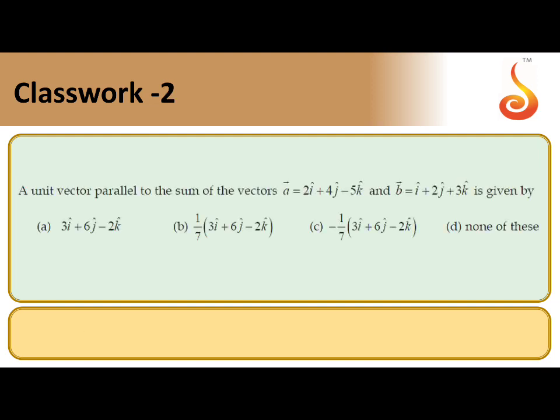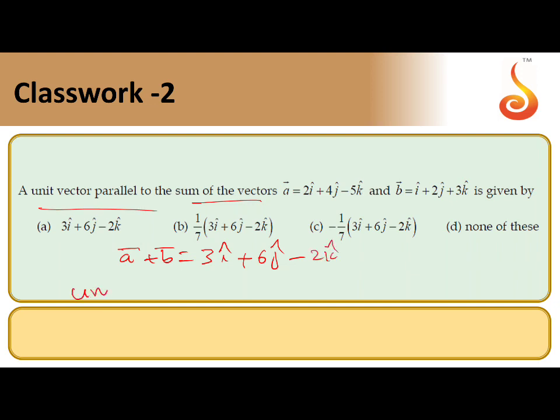Next question. Unit vector parallel to sum of vectors. So you have to find the sum of the vectors, means A bar plus B bar. A bar plus B bar means add the corresponding I terms, J terms, K terms. 2I plus I is 3I. 4J plus 2J is 6J. Minus 5K plus 3K minus 2K. This is the vector A plus B.